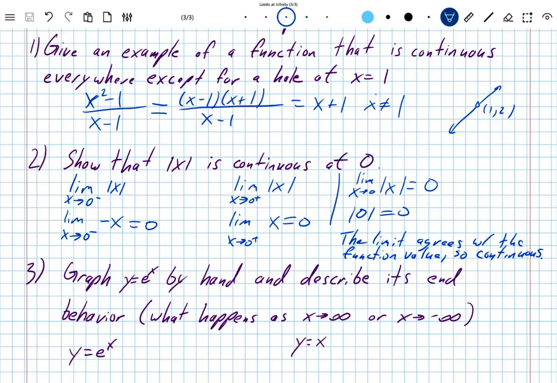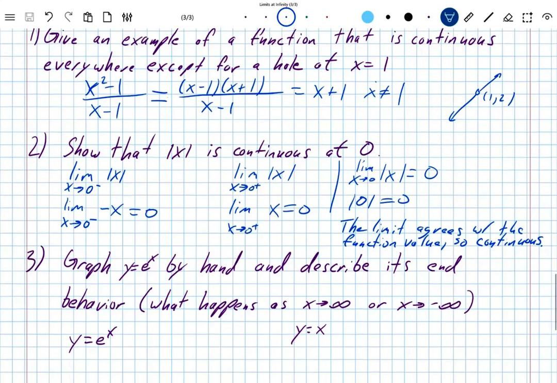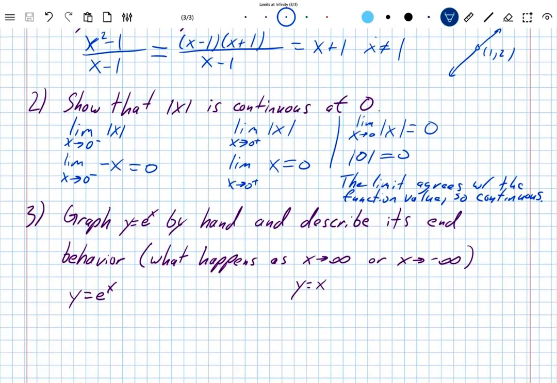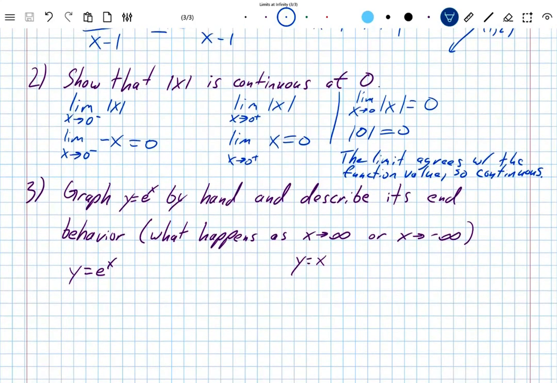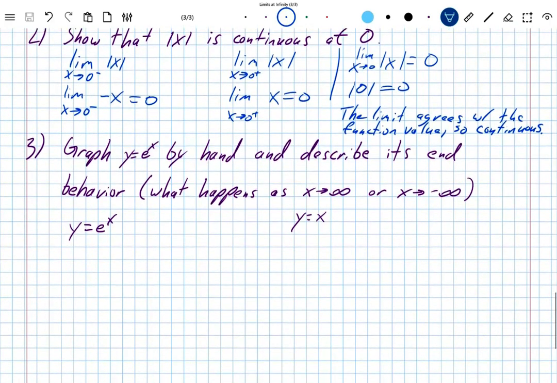What a nice property. Okay, graph y equals e to the x by hand and describe its end behavior. What happens as x goes to infinity? And then I even included another one, by the way, the y equals x. So let's graph this by hand. It's definitely one you kind of just need to know what it looks like real quickly without thinking too much.